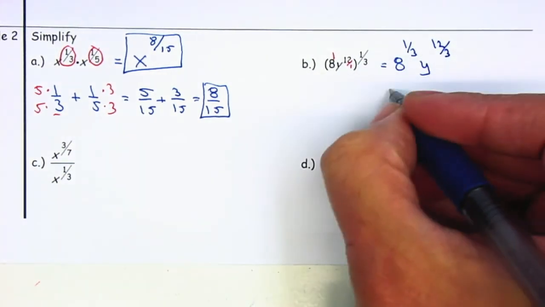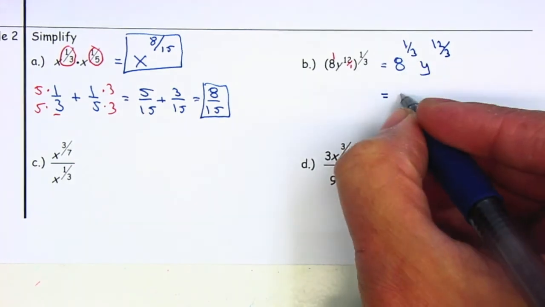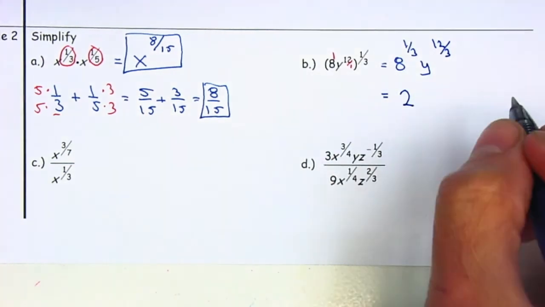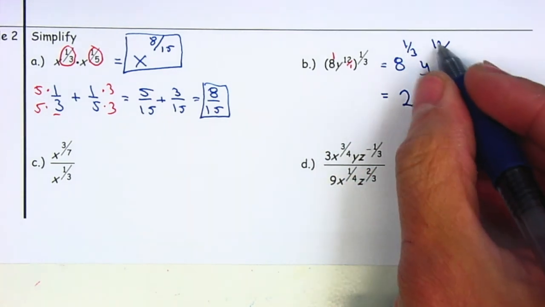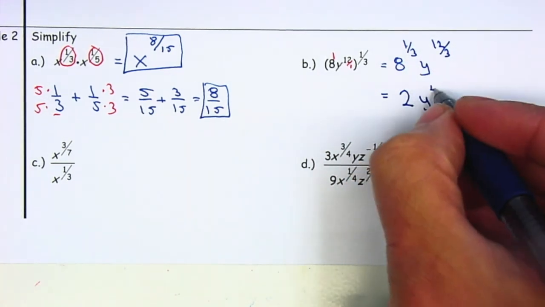I'm going to simplify it. 8 to the 1/3 is equal to 2. Remember, that's the cube root of 8. y to the 12 over 3. 12 over 3 is equal to 4.